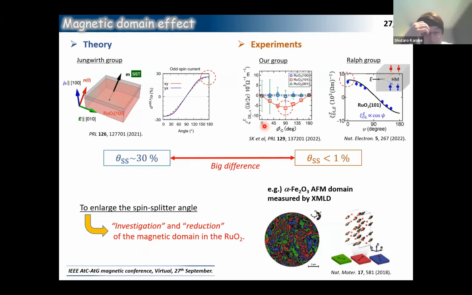At room temperature, as I mentioned in this slide, we have to reduce the magnetic domains in the ruthenium dioxide, because the efficiency is cancelled out due to the magnetic domains. So first of all, we have to check the size of the domain using some method. Next, based on the size, we have to investigate the spin current generation with variable sample width devices. Then we can conclude whether the domain is crucial for the spin conversion or not. Okay, thank you very much.